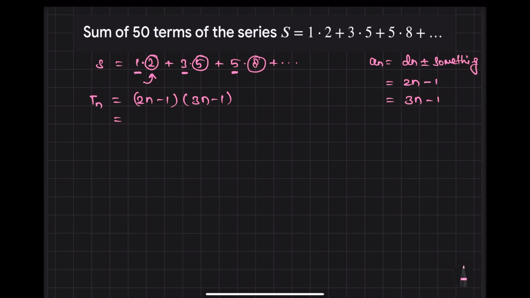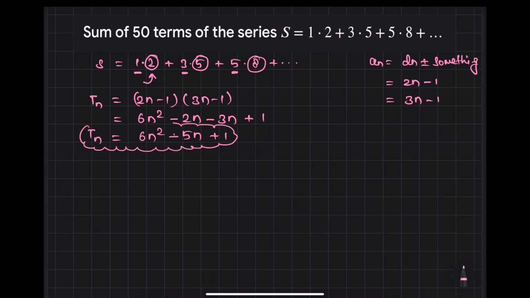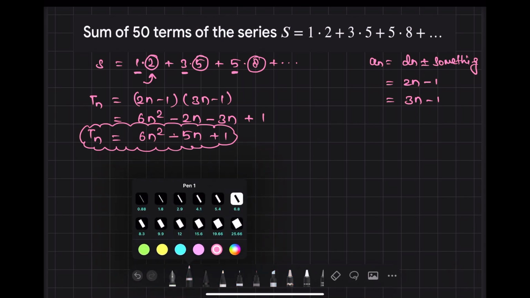Now look at this part. So just open this bracket. So it will look like 6n square minus 2n minus 3n plus 1. Now write down this thing in proper form. 6n square minus 5n plus 1. So this is your Tn. Now you wrote your Tn term.